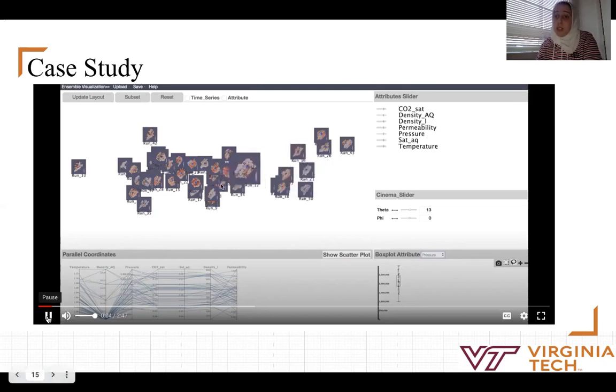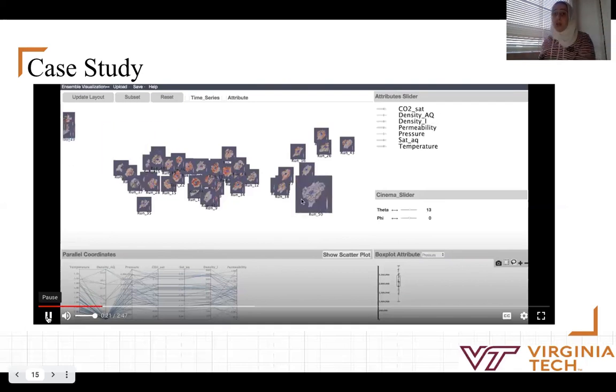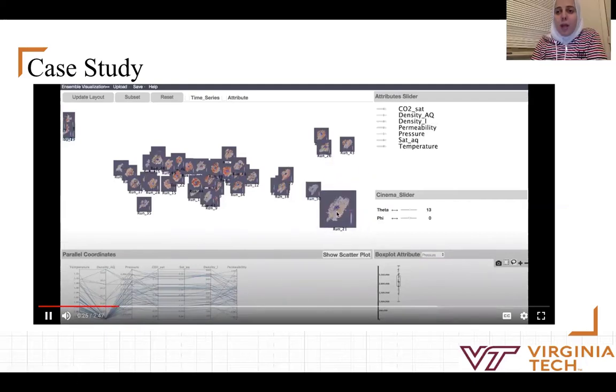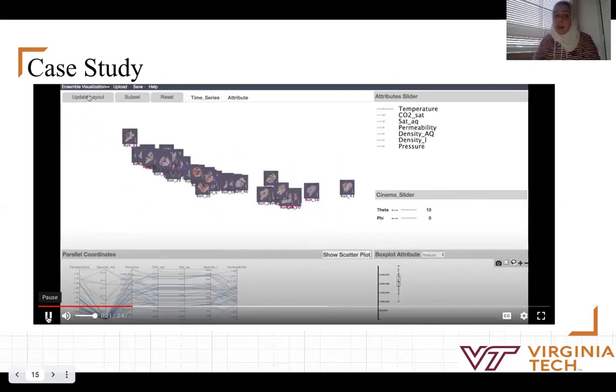From this initial projection, the scientist observed several interesting temperature patterns. So he needed to understand what the differences are between these ensemble members. He began dragging high temperature ensemble members on one side, and low temperature ensemble members on the other side. Then he updated the layout, performing an observation level interaction, to see what's common between these different ensemble members. From this, he gets to know that temperature and CO2 saturation are what differentiate these two clusters.